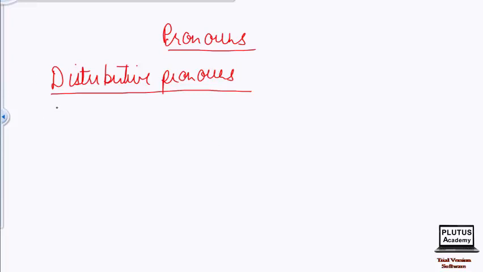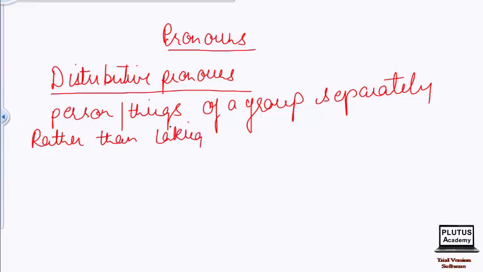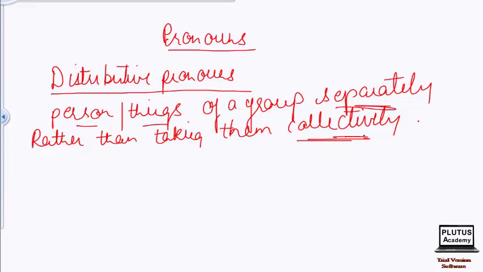See, distributive pronouns denote persons or things of a group separately rather than taking them collectively. Distributive pronouns are the words that denote person or things of a group separately rather than taking them collectively.